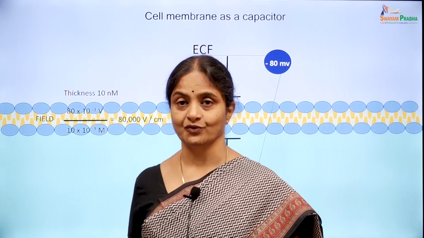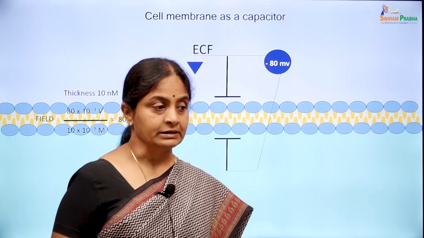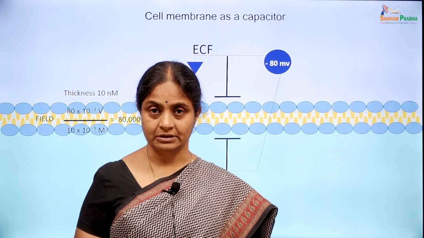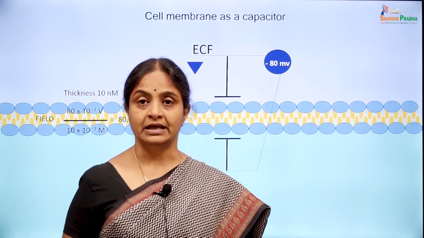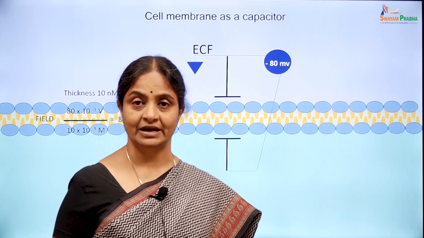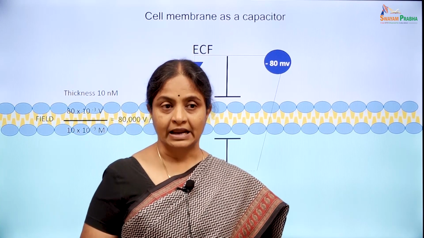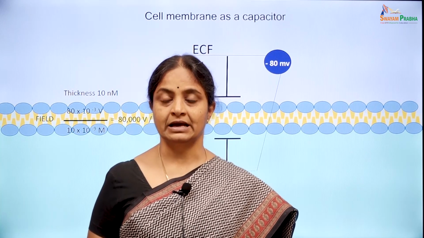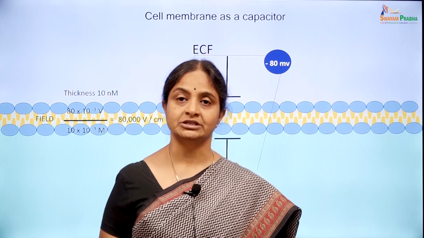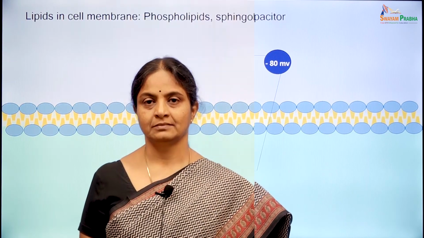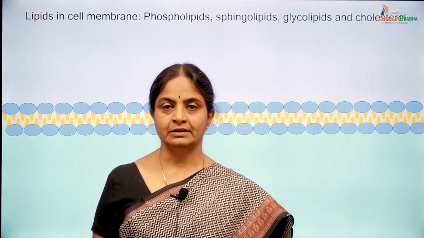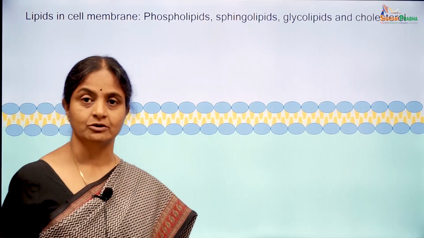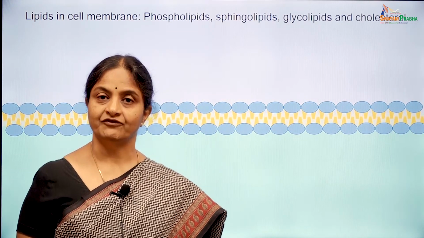Now, this is a huge voltage, and if the membrane can exist without breaking down in this huge electrical field, then the dielectric constant of the membrane must be very high, or the lipids of the cell membrane are such good insulators. And it is these lipids that we are going to learn about just now. The lipids of the cell membrane can be classified into phospholipids, sphingolipids, glycolipids and cholesterol. We will look at the phospholipids first.